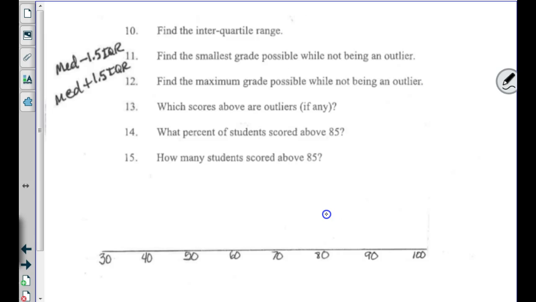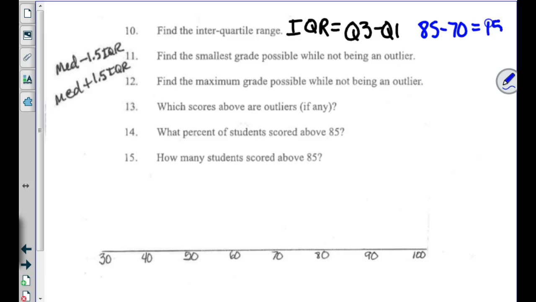All right. Then it says find the interquartile range. The definition of this, it's called IQR, is Q3 minus Q1. Didn't you just tell me those were 70 and 85? Is that right? So 85 minus 70, the interquartile range, what? Yeah, okay.